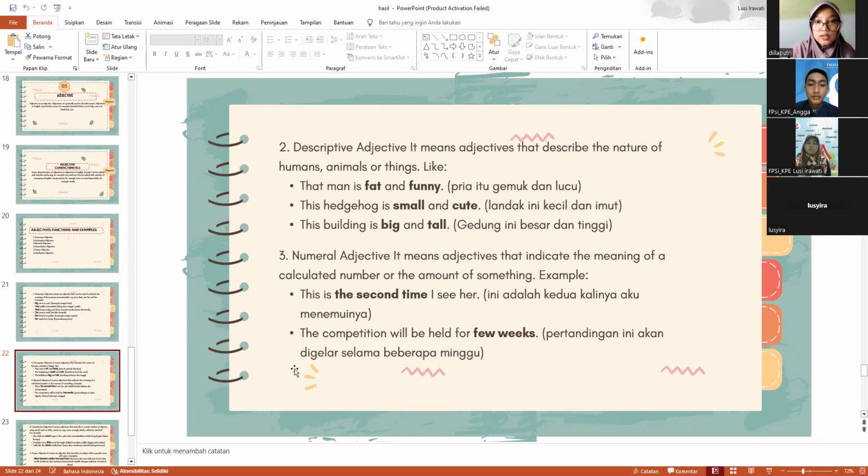Third, numeral adjective. It means an adjective that indicates the meaning of a counting number or the amount of something. Maksudnya adalah kata sifat ini menunjukkan makna bilangan hitung atau jumlah sesuatu. Example, this is the second time I see her. Ini adalah kedua kalinya aku menemuinya. The competition will be held for a few weeks. Pertandingan ini akan digelar selama beberapa minggu.